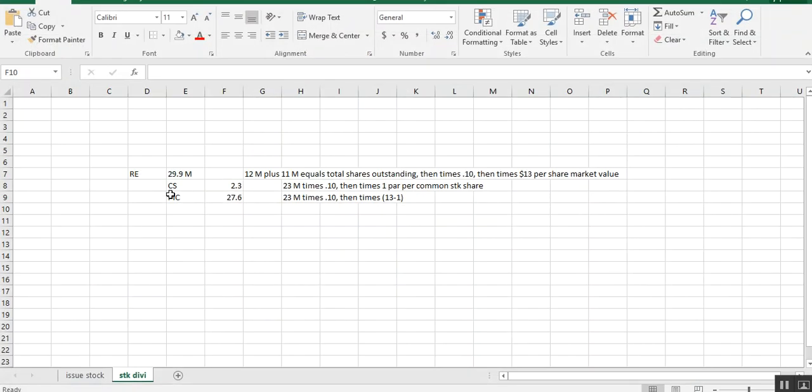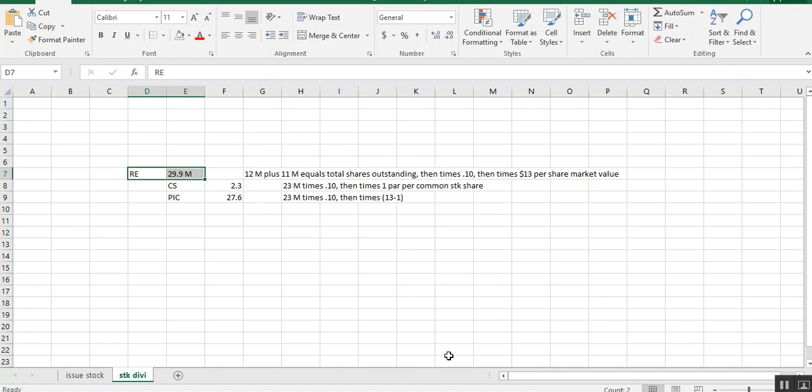If you'll remember, when you issue stock dividends, it debits, it lowers retained earnings. We're not getting any cash, right? We're not issuing the stock for cash. We're actually just giving stock away and reducing our retained earnings. And our retained earnings is the 12 million plus the 11 million.